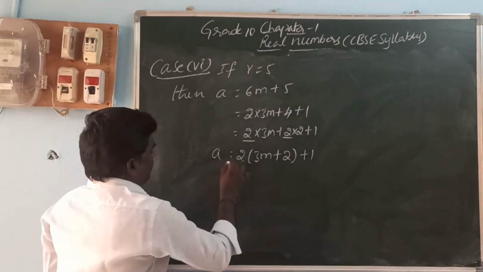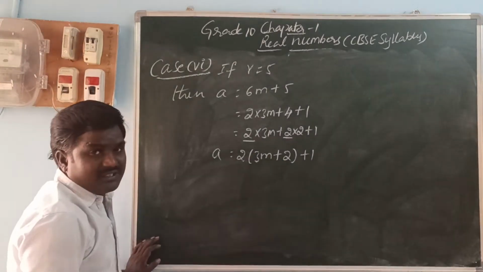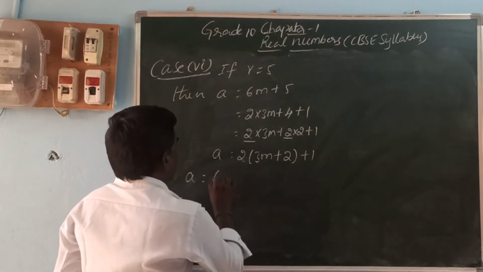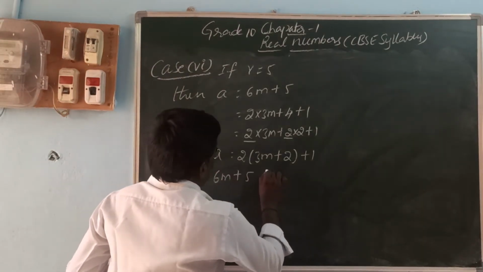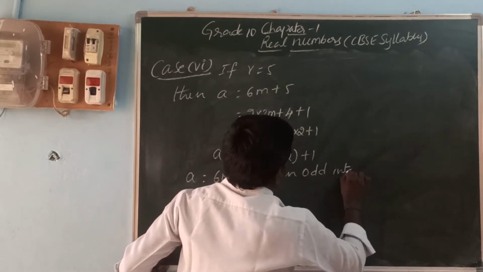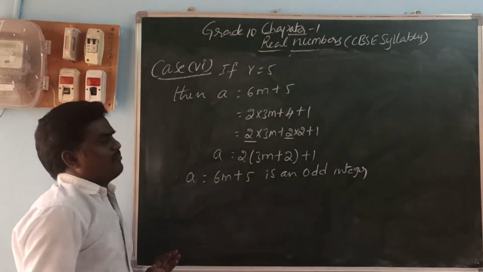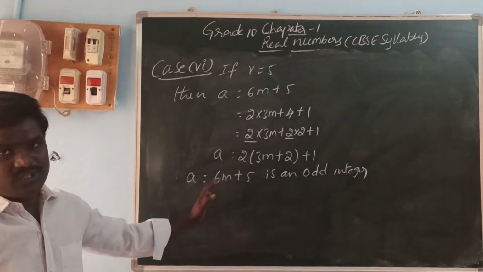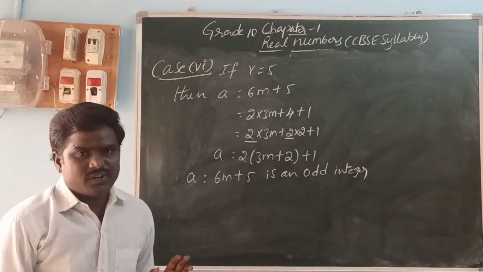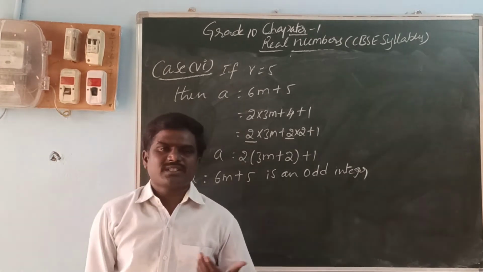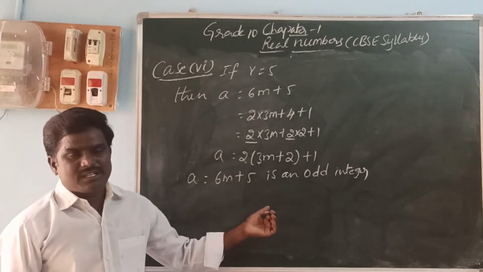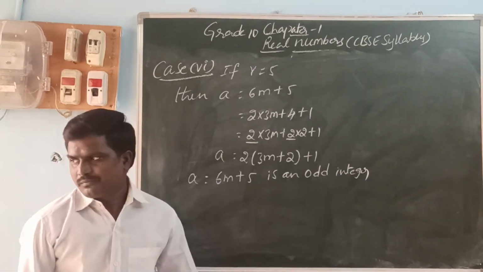Any number which when divided by 2 leaves remainder 1 is called an odd positive integer. Therefore a is equal to 6m plus 5 is an odd positive integer. Hence proved. So we can show that even integers are in the form of 6m, 6m plus 2, 6m plus 4. Odd integers are in the form of 6m plus 1, 6m plus 3, 6m plus 5.